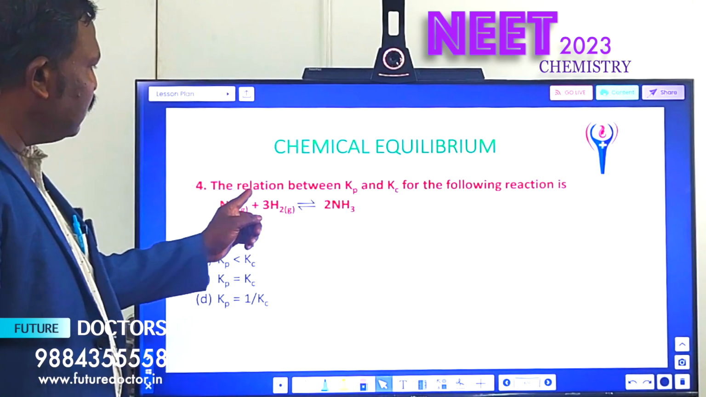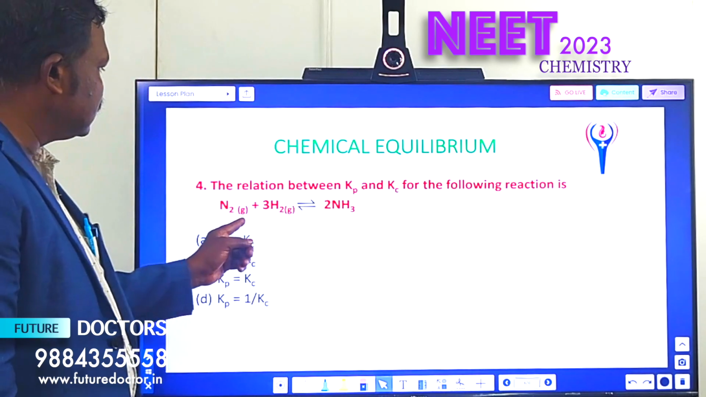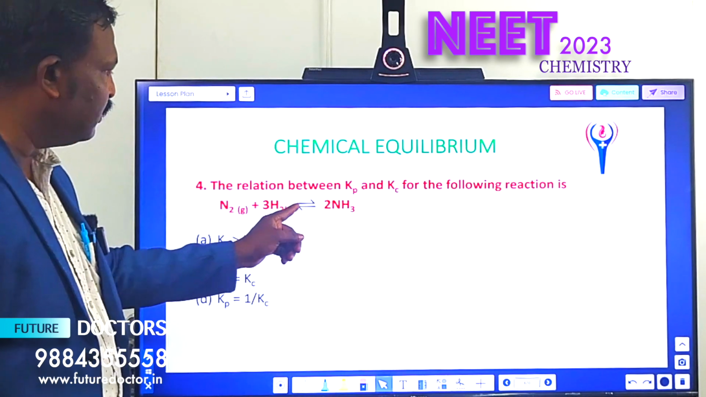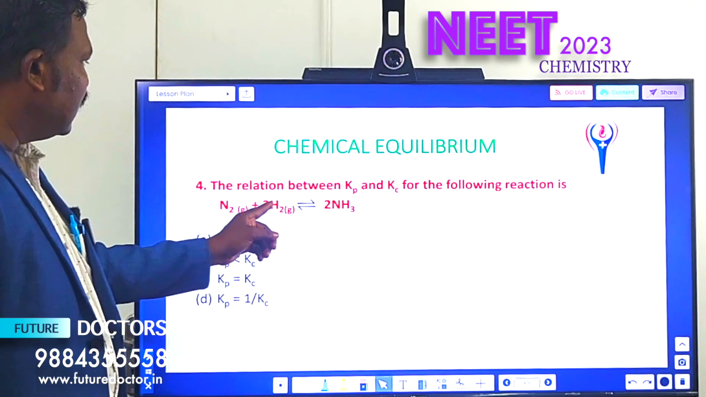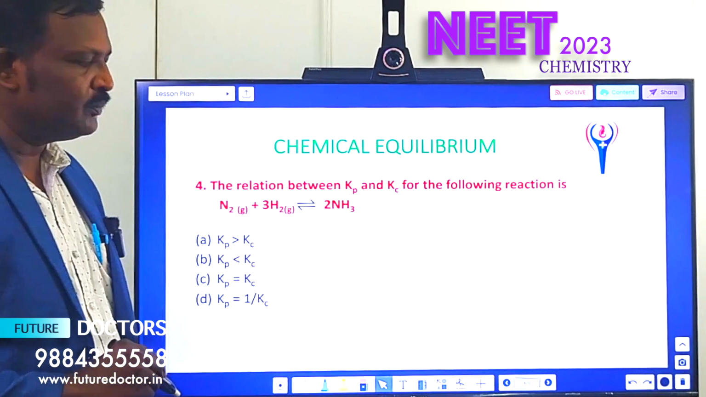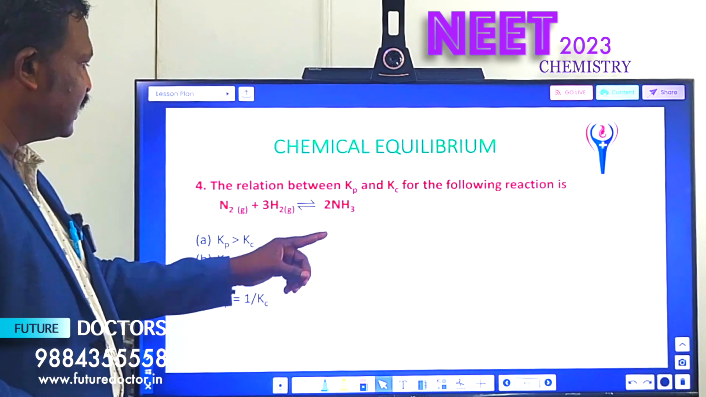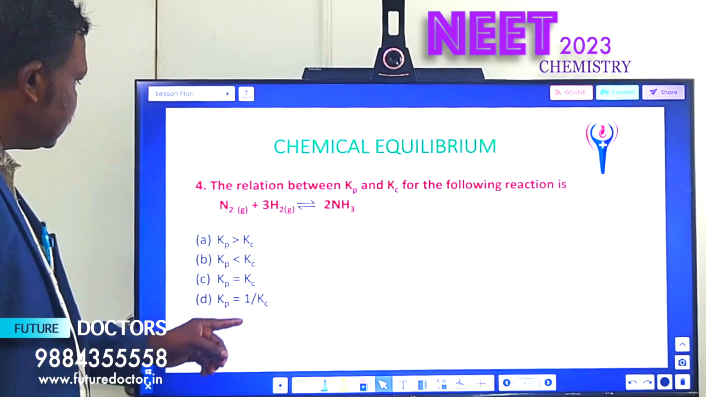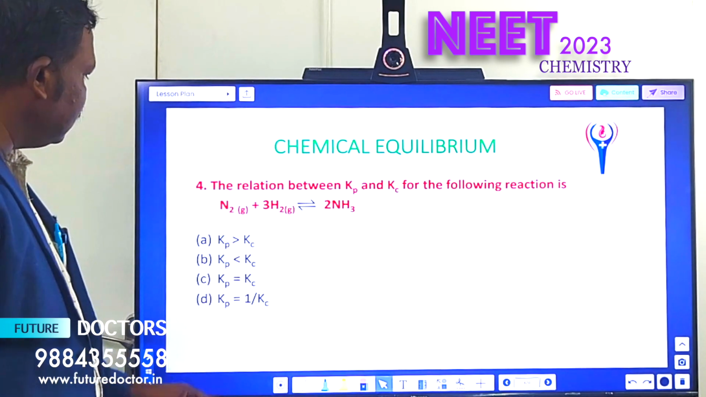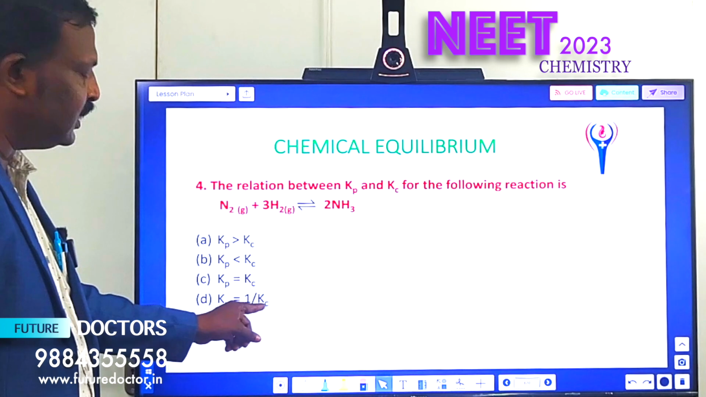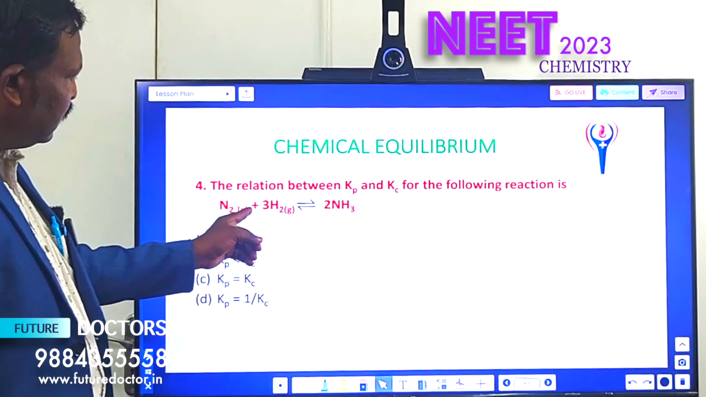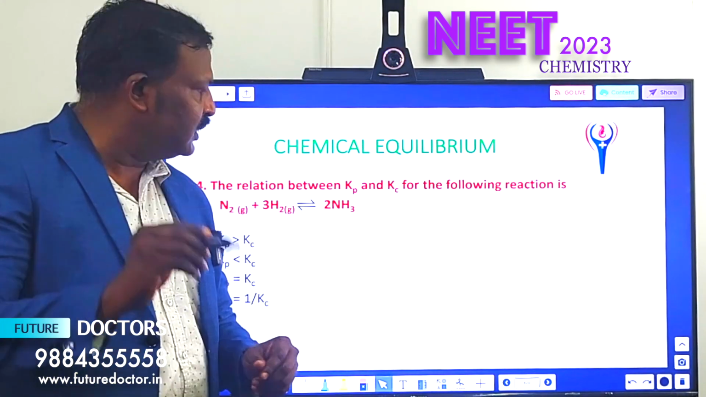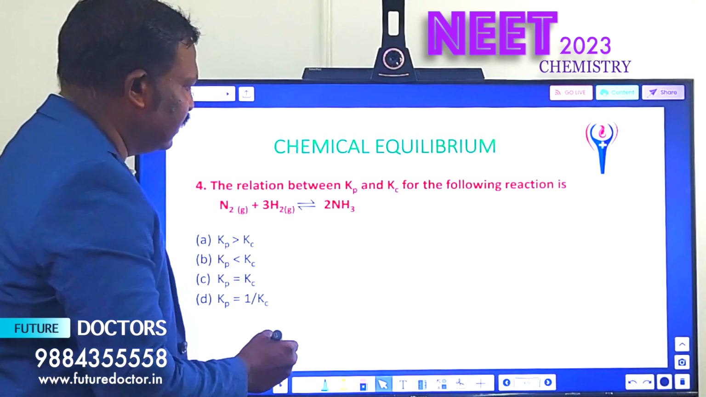Fourth question. The relation between Kp and Kc for the reaction N2 plus 3H2 gives 2NH3. They are asking only for the relation between Kp and Kc. Option A, Kp is greater than Kc. Option B, Kp is less than Kc. Option C, Kp is equal to Kc. Option D, Kp is equal to 1 by Kc. So you have to find the delta n value, and you must know the relation between Kp and Kc. If you know this, you can solve the sum. Understood? This is a very important one.